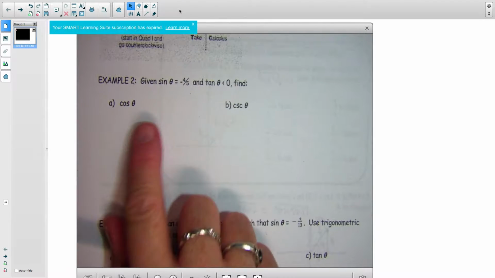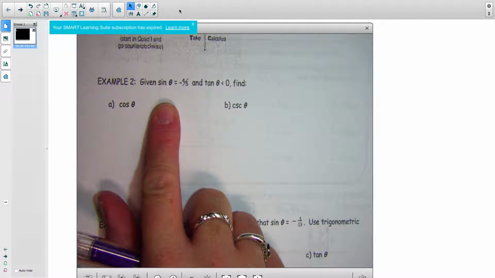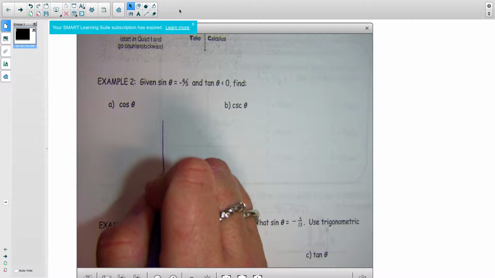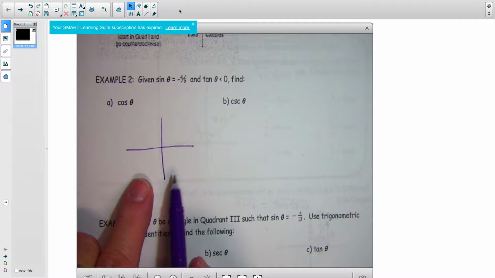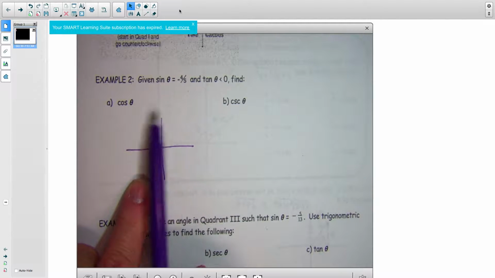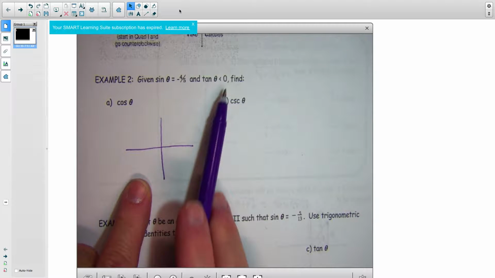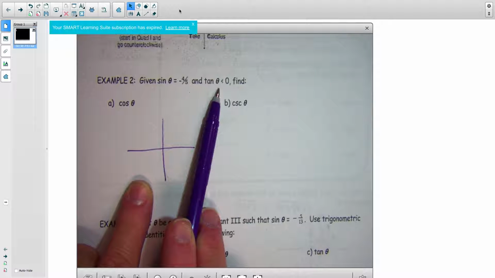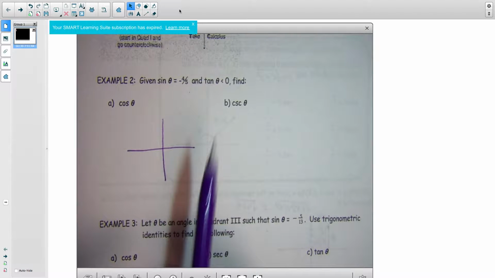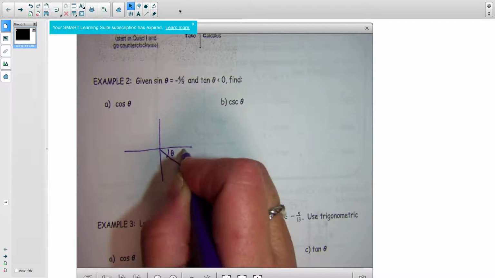But I'm going to give you problems like this where I'm going to give you what the sign is. You've got to figure out what quadrant it's in. Well, sine is negative, so it has to be down here or down here. All students, these are all positive here, sine's positive here. Tangent is also what? Which means it's negative. So where are the sine and the tangent both negative? Quadrant 4. So that means that I'm down here in this quadrant. Here's my theta.